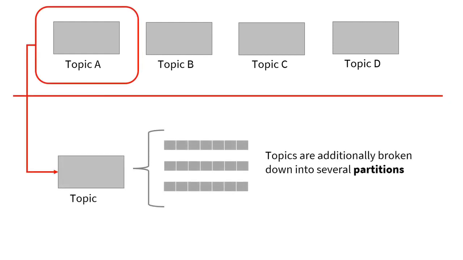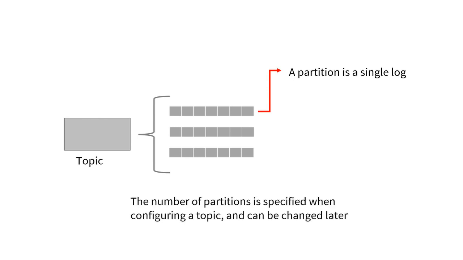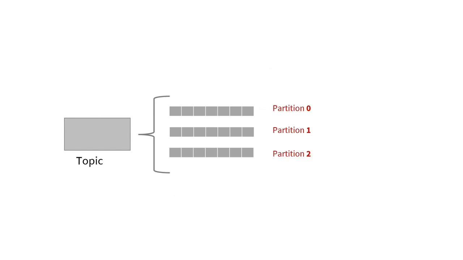Topics are additionally broken down into several partitions. A partition is a single log. The number of partitions is specified when configuring a topic, but the number can be changed later on. In the example you see on the screen, we have 3 partitions for this topic: partition 0, partition 1, and partition 2.